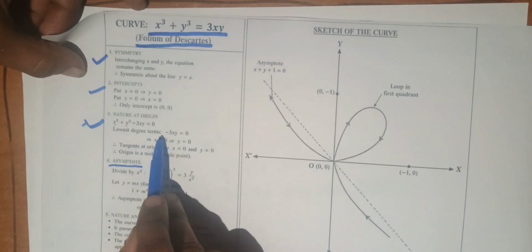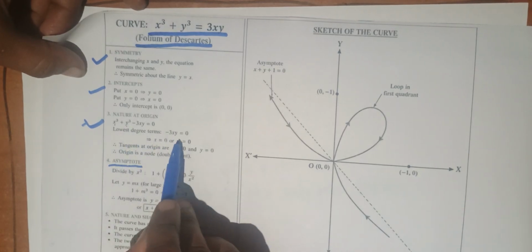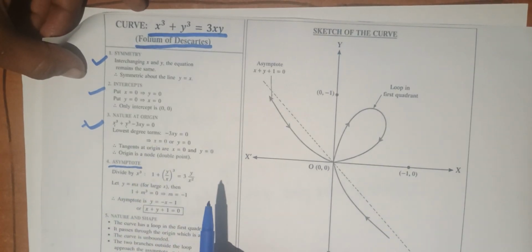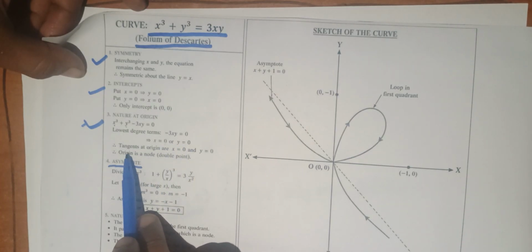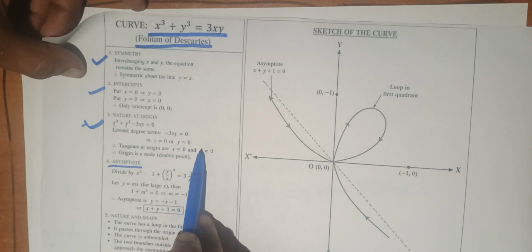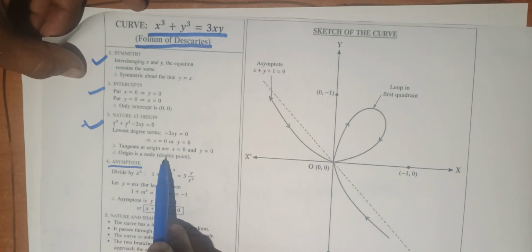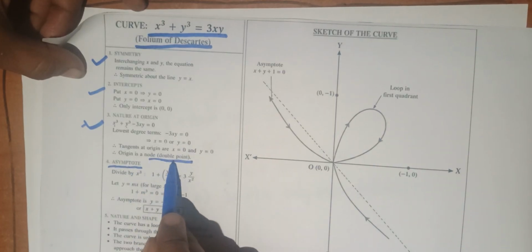So lowest degree term is minus 3xy. Equate lowest degree term equal to 0. You will get x is equal to 0 or y is equal to 0. So the curve is passing through origin, and we have to find the tangent at origin, which is x is equal to 0 and y is equal to 0. So origin is a node, or we can say double point. Origin is a double point.